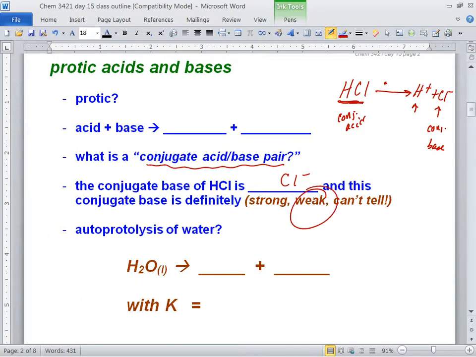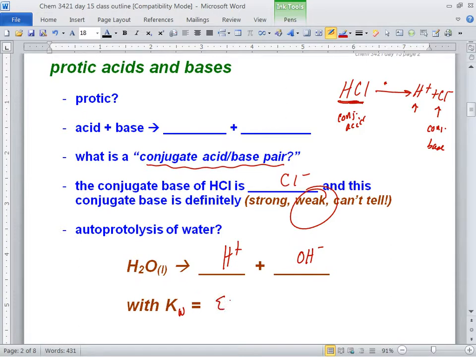Okay. Autoprotolysis of water. It's an actual reaction. How would you finish that reaction? H plus plus OH minus. Yeah, just what you got. Good. Okay. And then with a K what? How do we express that? Not Ka. It's a Kw, which is equal to, can you finish it?